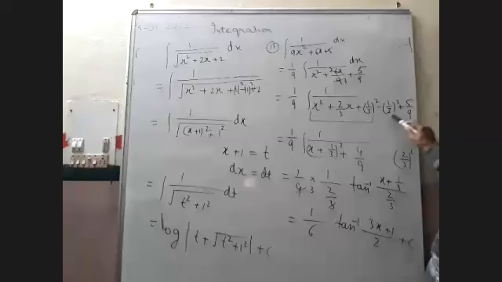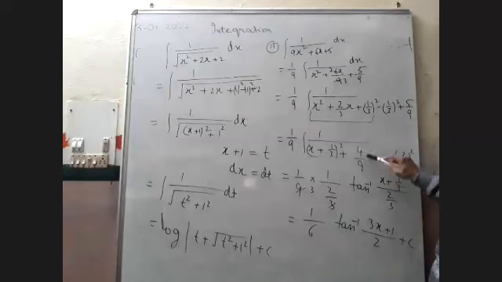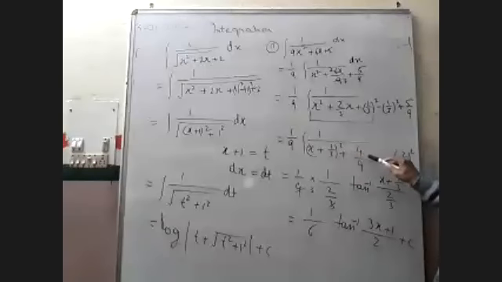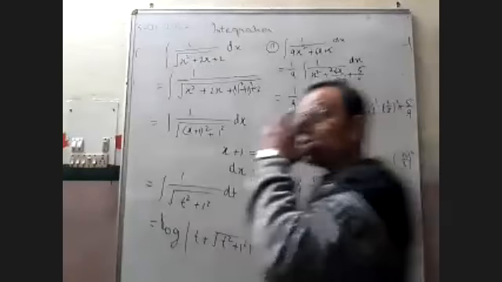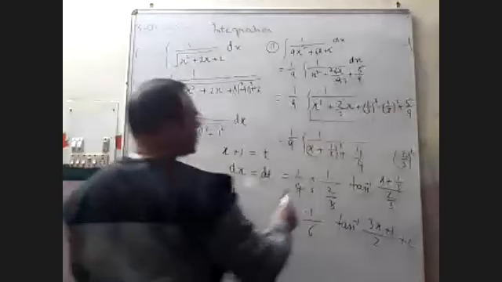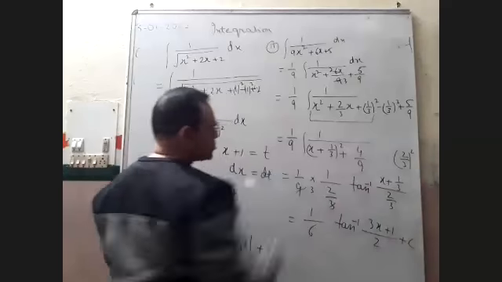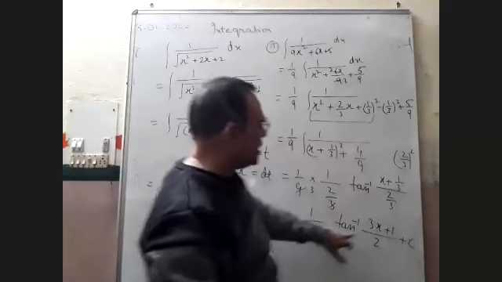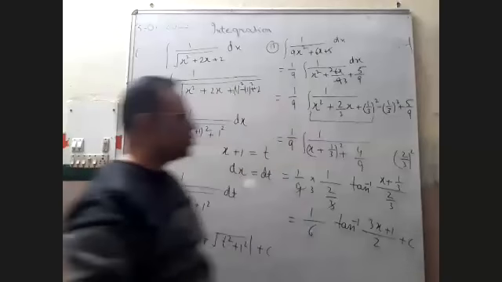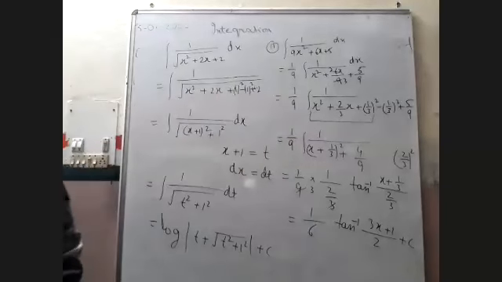We can simplify these two terms. We get 4 upon 9. 4 upon 9 we can write as square of 2 upon 3. That is a. It is in the form of x square plus a square. So we are using the formula 1 upon a tan inverse x upon a, and we have cancelled the 3. Then it becomes tan inverse 3x plus 1 upon 2 plus c. This is the method. Use this method. You have to take care. You can do all the questions in this way.